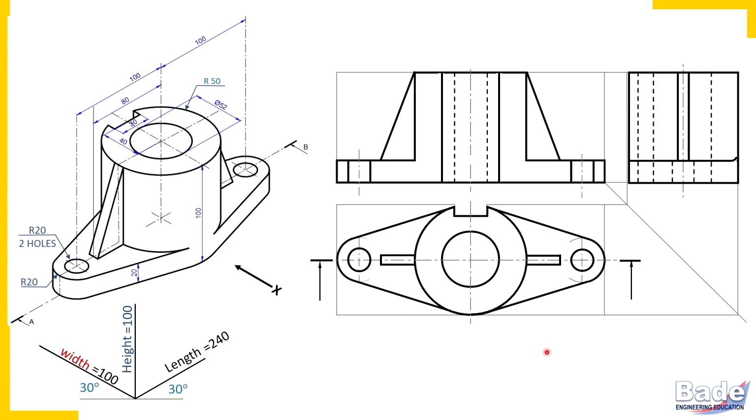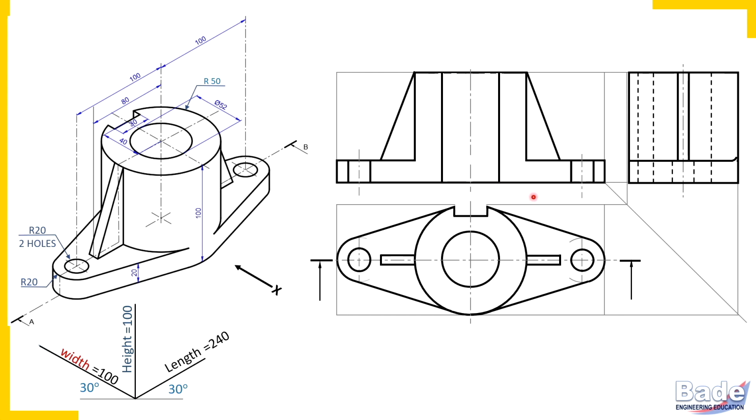As I told you, because of cutting, some hidden details get exposed and become visible. Some hidden details remain hidden even after cutting. So this slot is hidden. Even after cutting it is hidden. And such hidden details are not required in sectional views. So we should erase these two hidden lines. I am erasing those hidden lines.